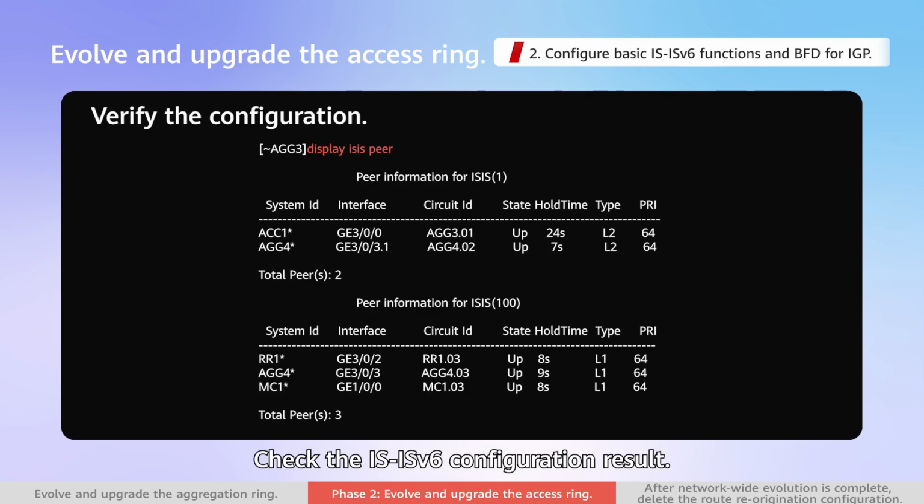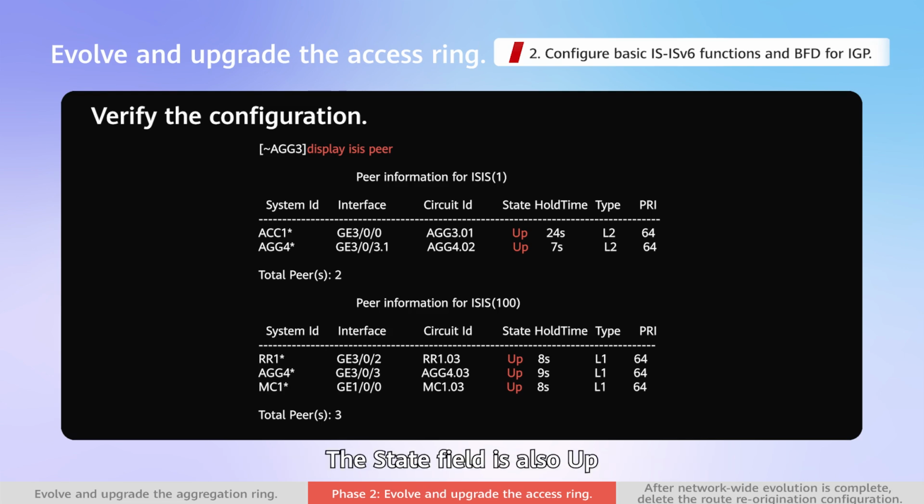Check the SRv6 configuration result. Run the display ISIS peer command on AGG3. The command output shows that the state field is up for ACC1 and AGG4 in IS-IS process 1 access ring, meaning that AGG3 has successfully established SRv6 peer relationships with ACC1 and AGG4.